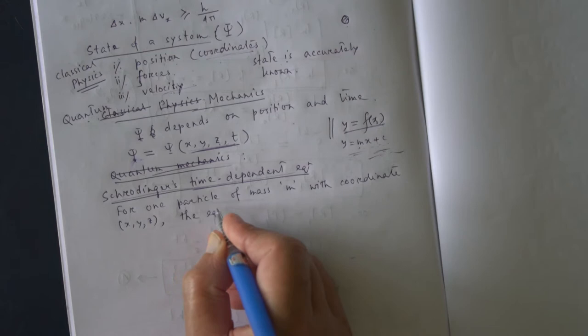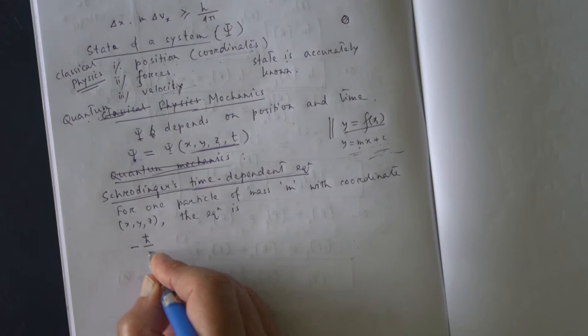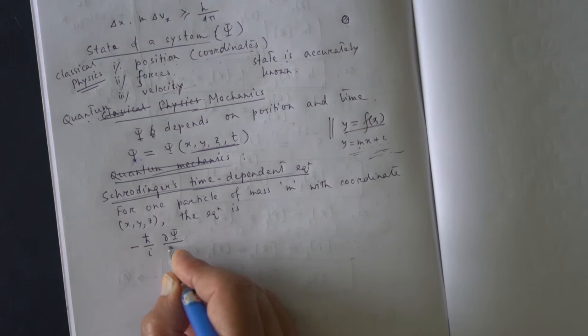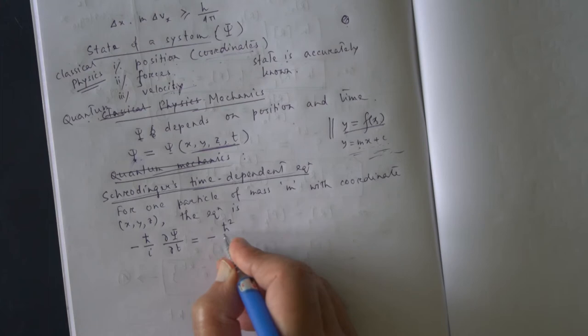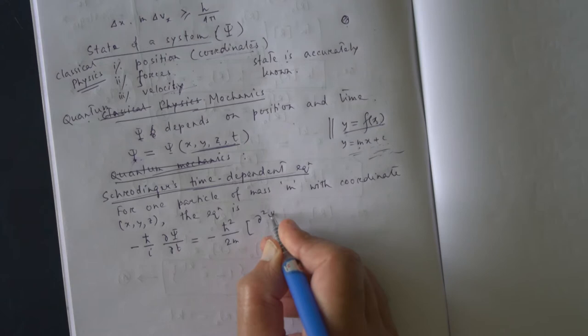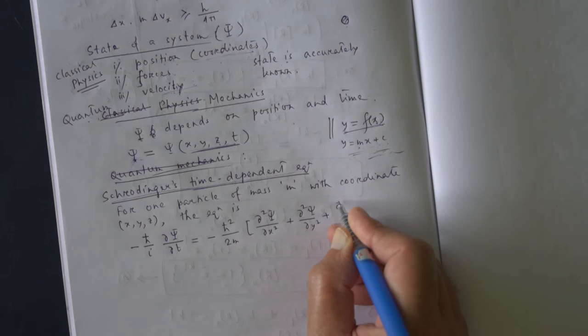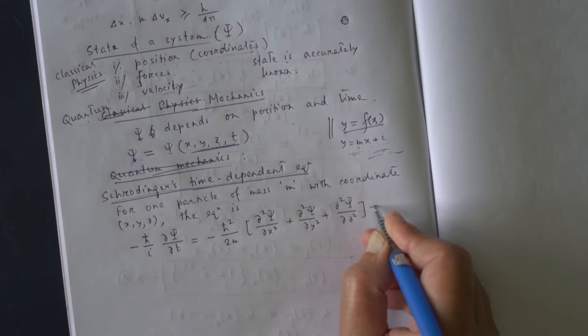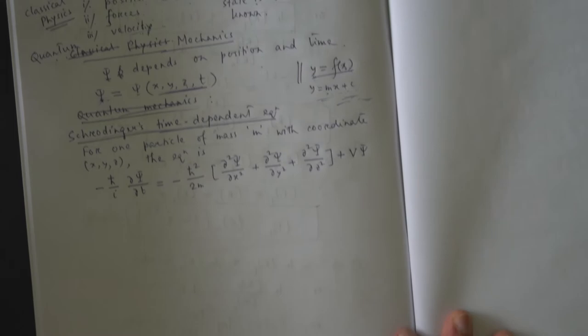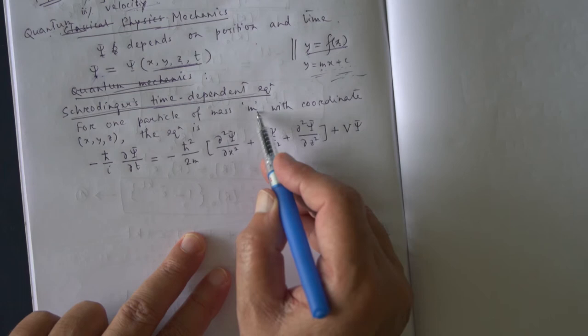minus h bar by i del psi del t equal to minus h bar square by 2m, del 2 psi del x square plus del 2 psi del y square plus del 2 psi del z square, plus V psi. So this is the Schrodinger's equation for one particle with mass m and coordinate x, y, z. The equation is this. So this is equation number one.